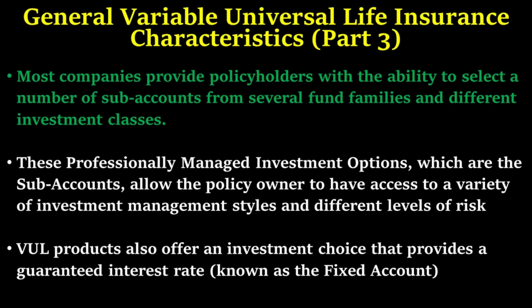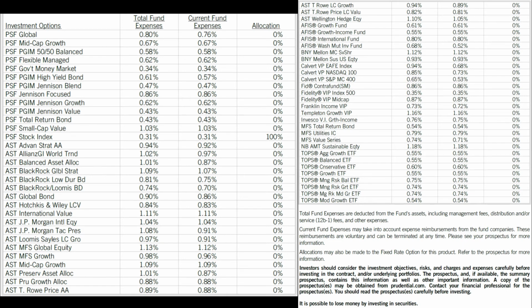Most companies provide policyholders with the ability to select a number of sub-accounts from several fund families and different investment classes. These professionally managed investment options, which are the sub-accounts, allow the policy owner to have access to a variety of investment management styles and different levels of risk. Variable universal life products also offer an investment choice that provides a guaranteed interest rate known as the fixed account.